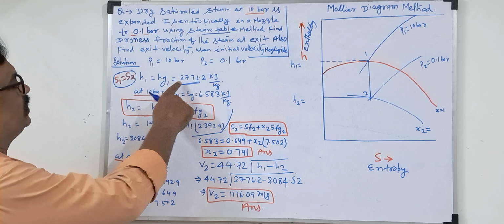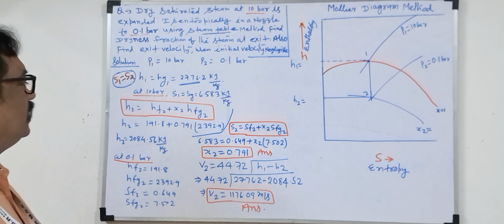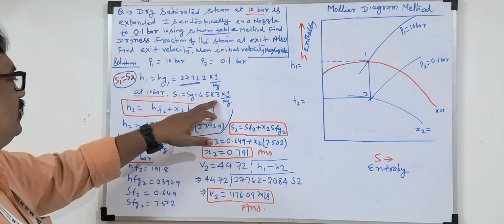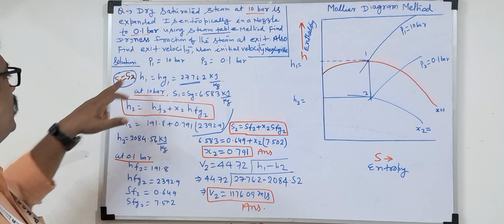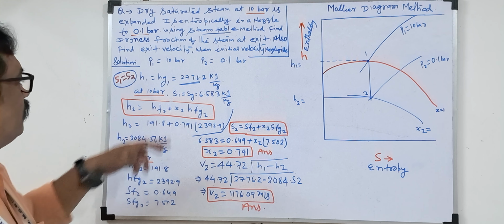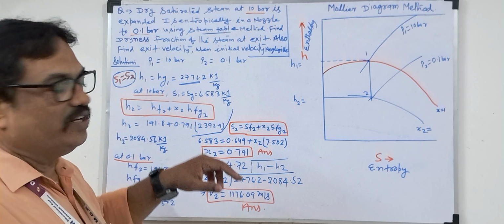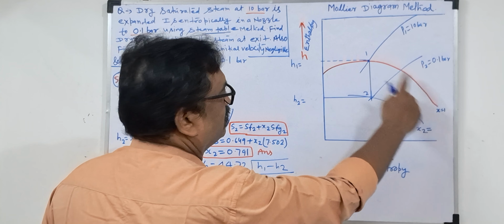What we did here: from the steam table we directly took H1 equal to Hg. This value is taken from the steam table. Then S1 equal to Sg is taken, because we know steam expands isentropically, so the entropy will be equal. So S1 equals S2. So once we are finding H2, it will be in wet conditions. Wet conditions will be below the saturation line. The red color is the saturation line.